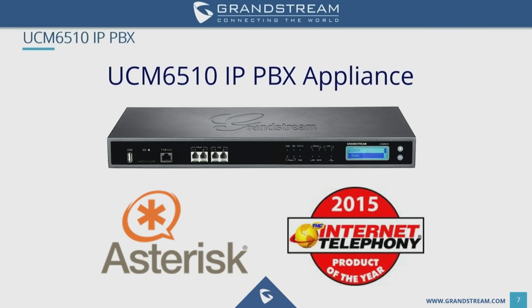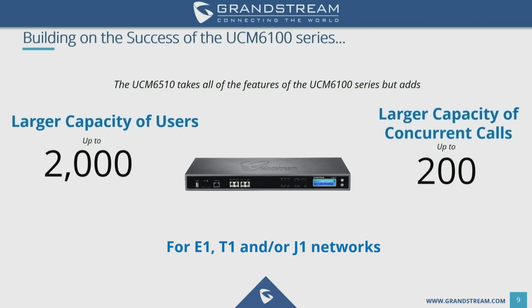So now we move up to our UCM 6510. This is our more enterprise-grade IP PBX. When I say enterprise-grade, I mean in terms of its capacity. It supports, as you see here, up to 2,000 users or 2,000 endpoints and up to 200 concurrent calls. It also gives you support for E1, T1, or J1 networks. So if you need to support those networks, or if you need more than 500 or 800 users, endpoints, or extensions, the 6510 is a great option for you.